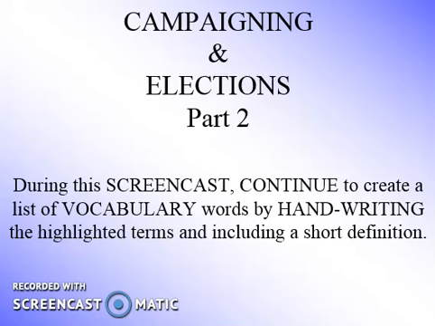So we'll continue on with part 2 of the screencast for campaigning and elections. During the screencast, continue your vocabulary list by writing down the terms that you'll see highlighted on your screen with a very short definition. During this particular screencast, we're going to focus on financially supporting your candidates, getting them elected to office, and also advertising, and how advertising and propaganda will also get candidates elected to office.